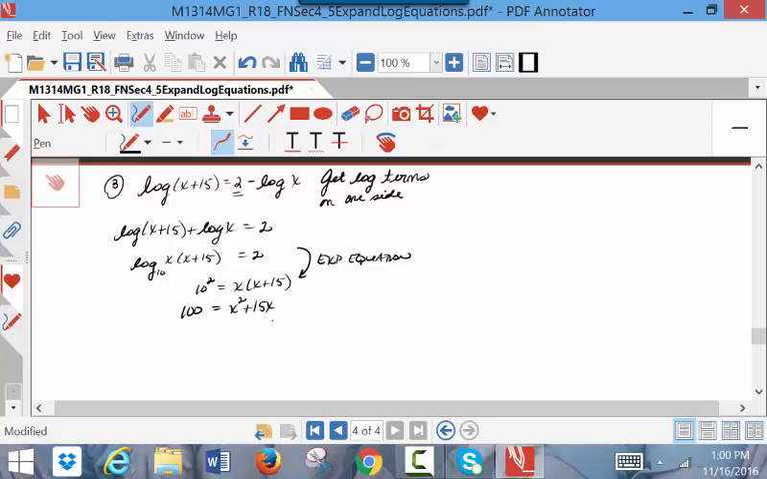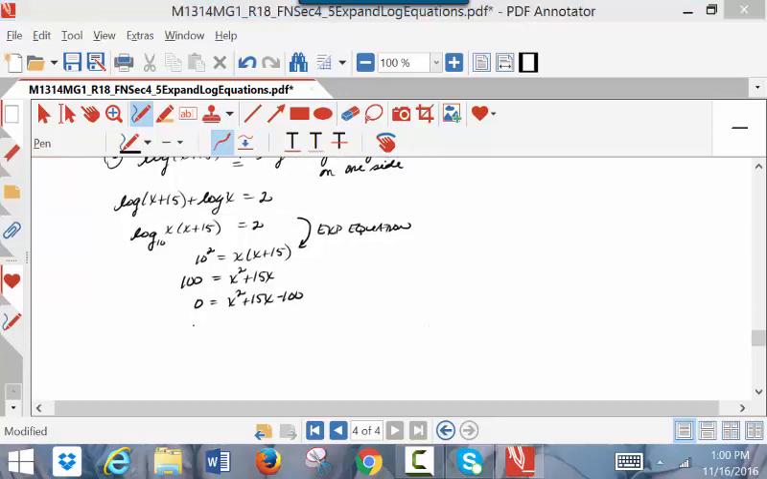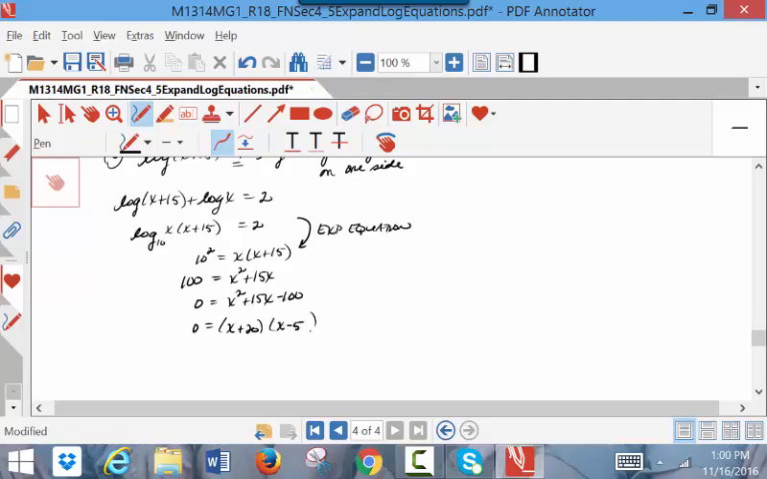And the minute you get an x squared term that makes it quadratic, you want this thing set equal to 0. So this is going to be 0 equaling x squared plus 15x minus 100. Now you say, boy, I hope this thing will factor, because I really don't want to have to go to the quadratic formula. Okay, so 0 equals 20 and 5. We can do this. X plus 20, x minus 5. So I'm going to get x equaling a negative 20 and x equaling 5.